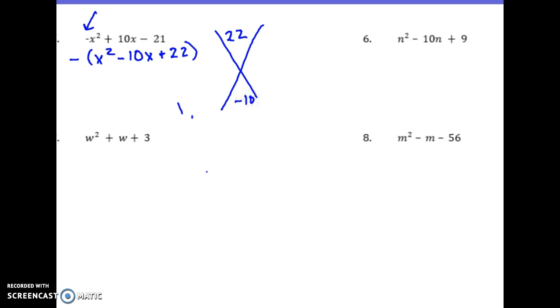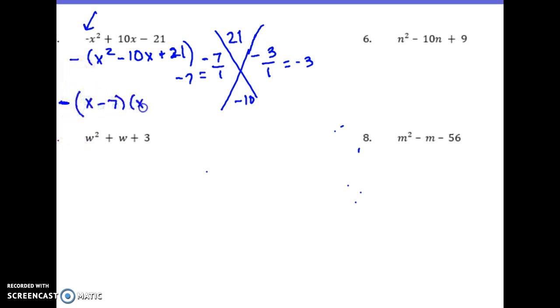So when you do that, you've got 21 and a negative 10 here. Okay, so we've got 21 here, and then we've got a negative 10. So for that, we can use a negative 7 and a negative 3. And then divide by 1, which is the leading coefficient, so we still end up with negative 7 and negative 3. So when we write this out, the leading negative has to come down times x minus 7, x minus 3. Okay, that would be our solution.